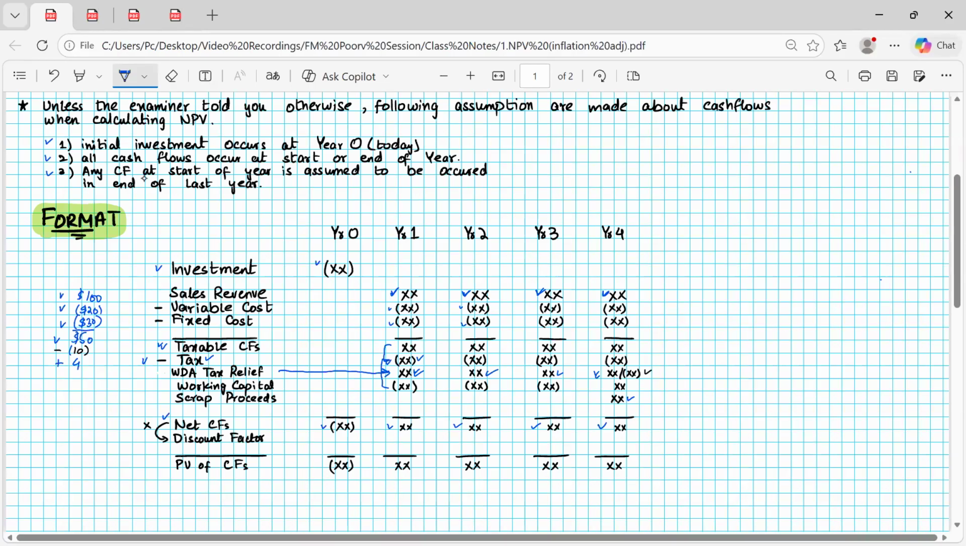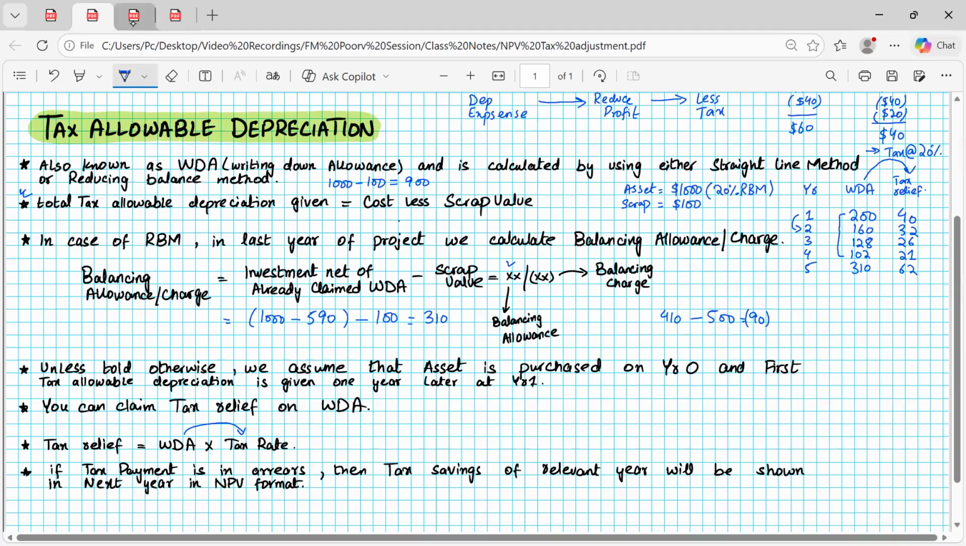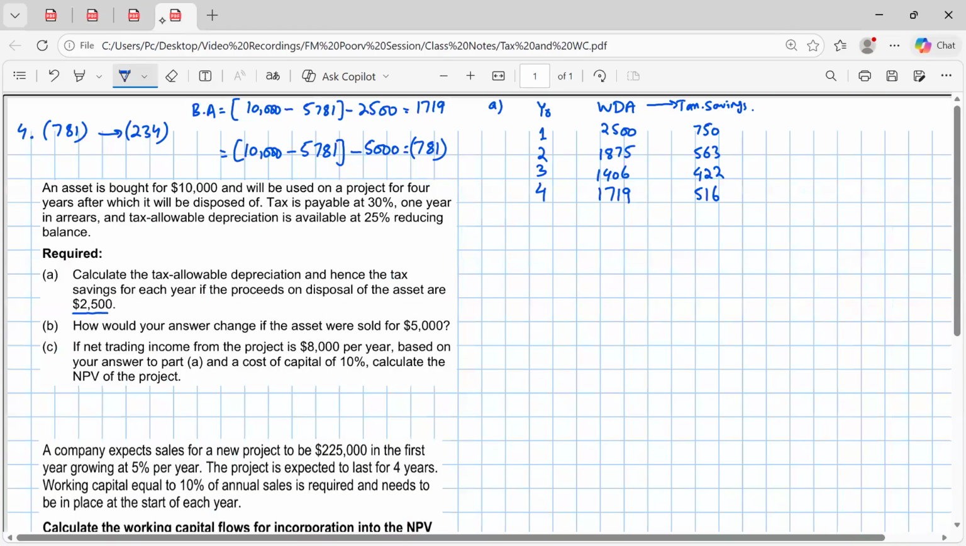And for year 1, 2, 3, whatever the tax savings that you have got here, 750, 563, 422, you are going to write it there. Clear? So that is what you are going to do for part B. Now let's do part C.